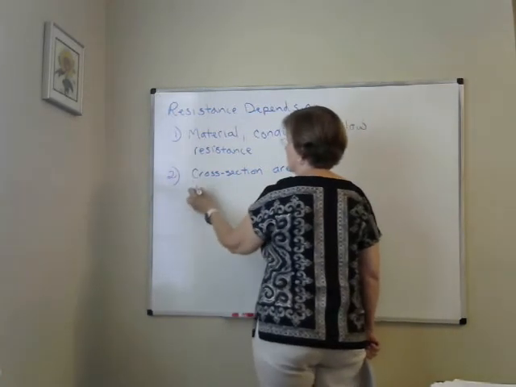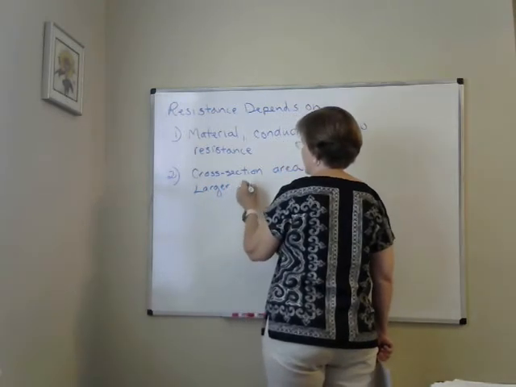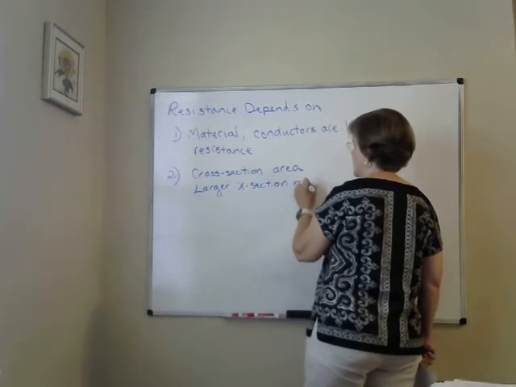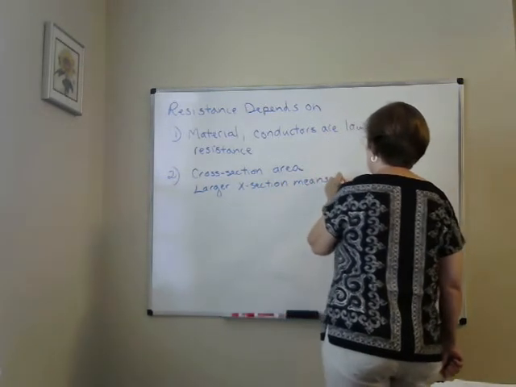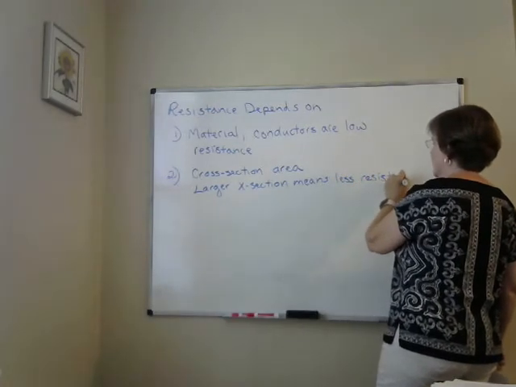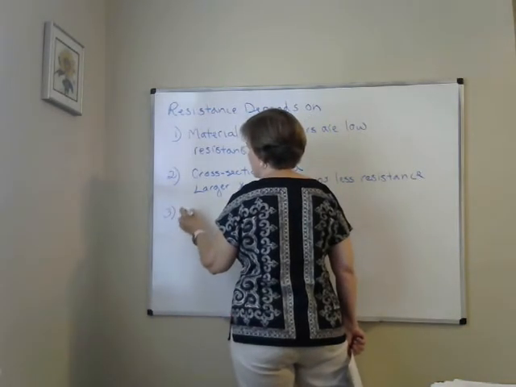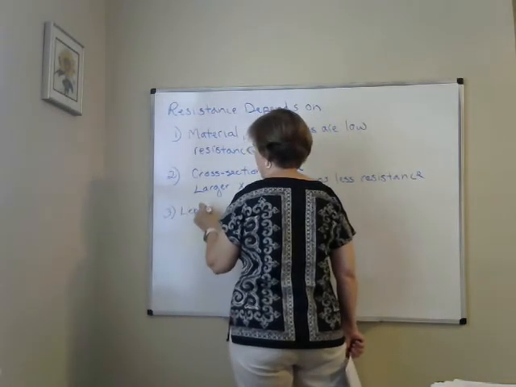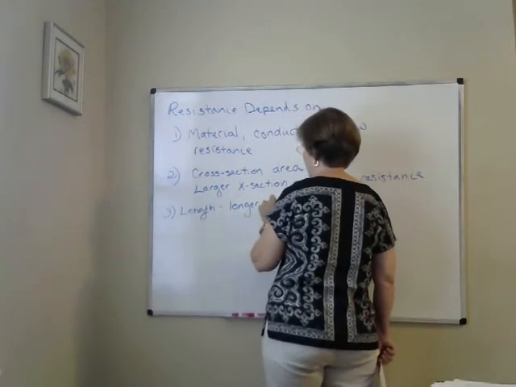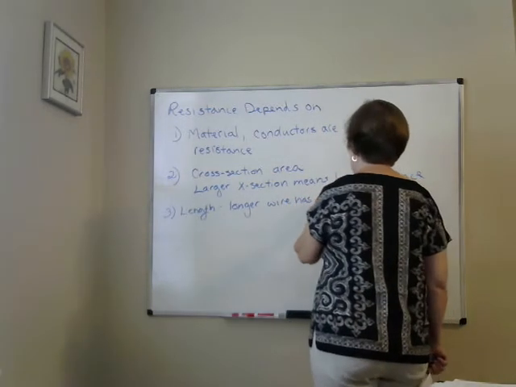In this case, a larger cross-section means less resistance. And it depends on length. A longer wire has more resistance than the same wire that's short.